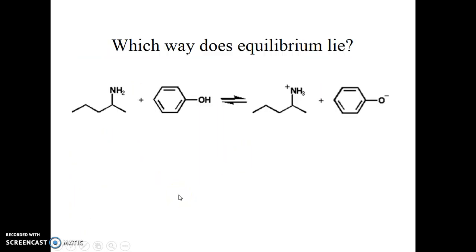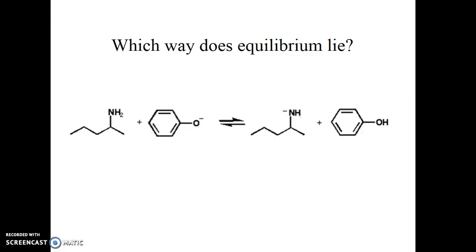Which way does equilibrium lie? Well, let's look at this. Which is a stronger base, the amine or the alkoxide? The alkoxide is much stronger, so equilibrium lies to the left.